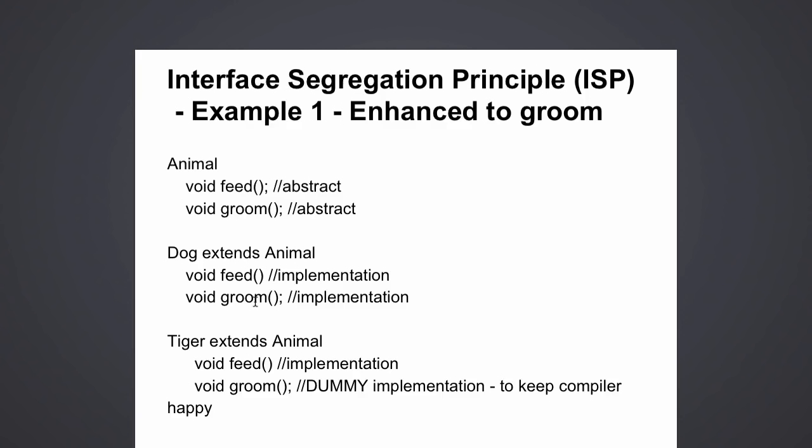I mean, you groom a dog, but tiger, do you want to really groom? That's basically a dummy implementation just to keep the compiler happy, because now tiger also extends animal, but if you don't implement the groom, then the compiler would start complaining. So you give a dummy implementation. This is an example of a place where I'm not really implementing the interface segregation properly.